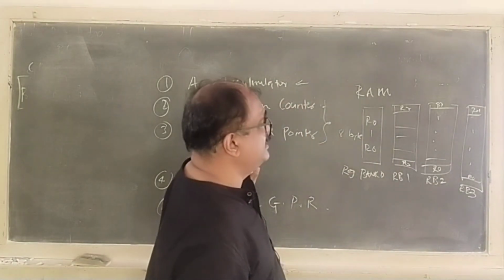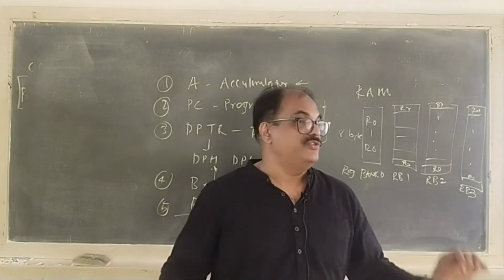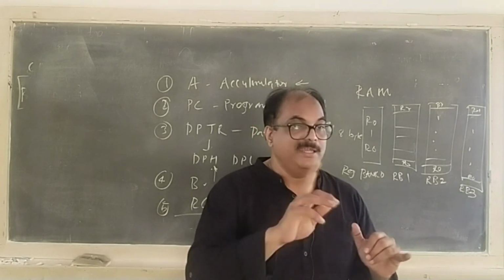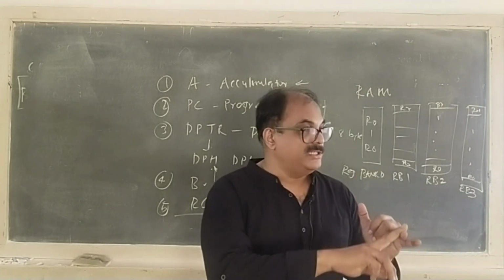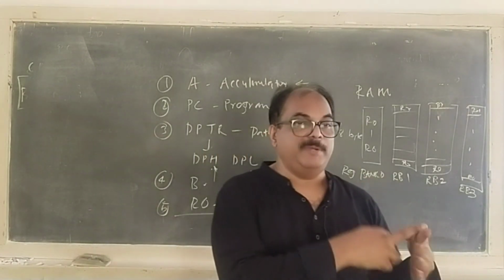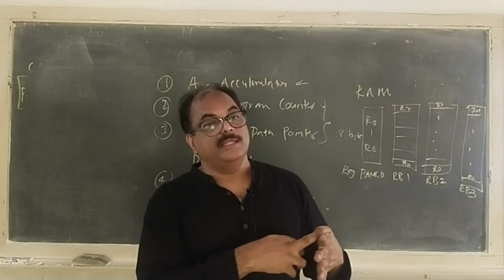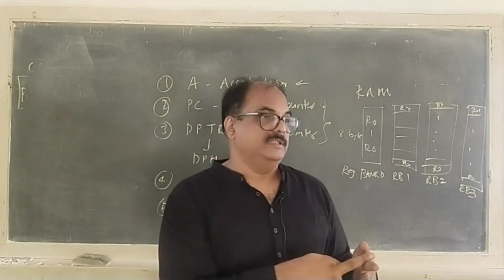So these are the registers which are used extensively in 8051. To summarize: A, the accumulator; B register, for multiplication and division; then there is a program counter; then there is the DPTR divided into 2, DPH and DPL; and then there is a bank of registers.